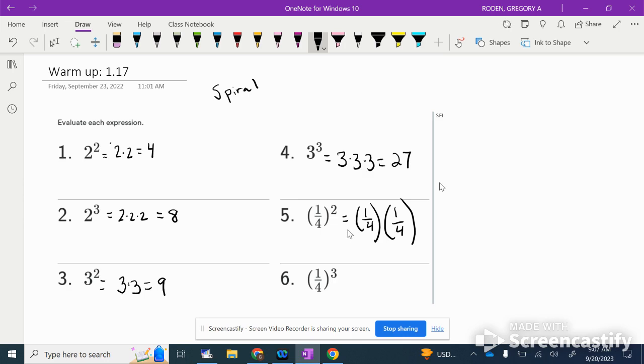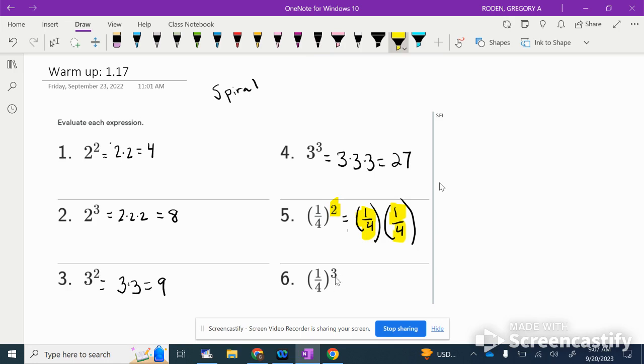1/4 times 1/4. See how we're taking 1/4 and multiplying it by itself 2 times, because there's two? We're repeating the multiplication 2 times. So we're taking the base, which is 1/4, and repeating that multiplication 2 times.